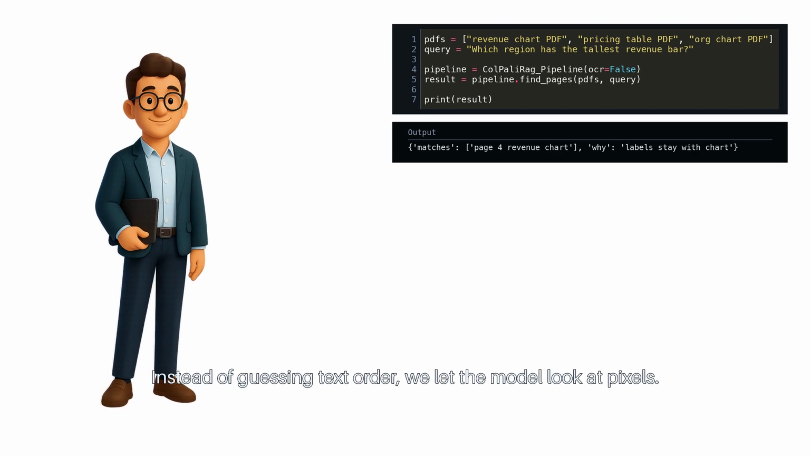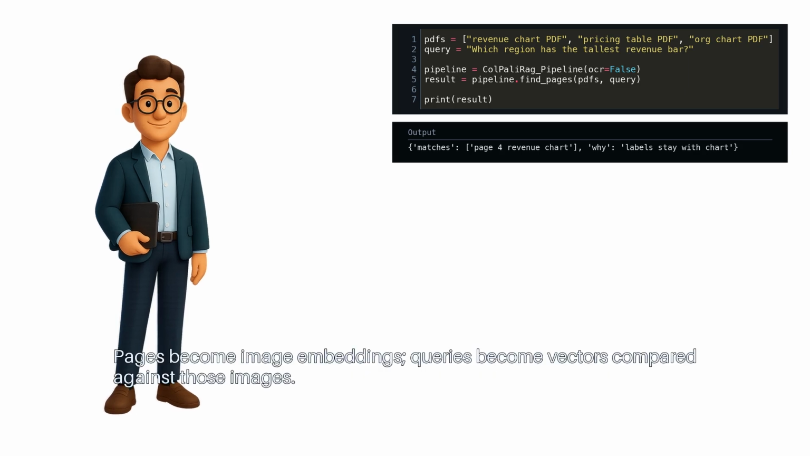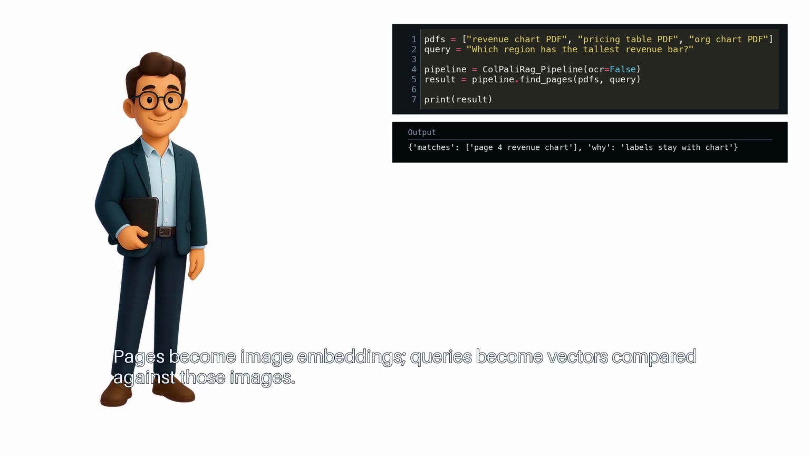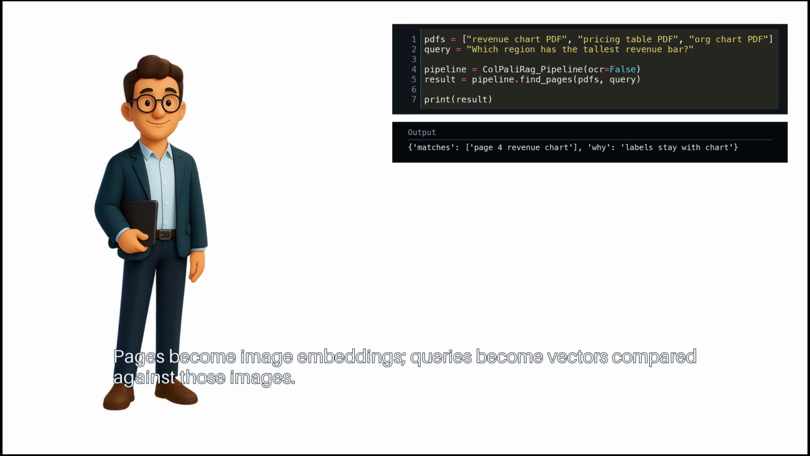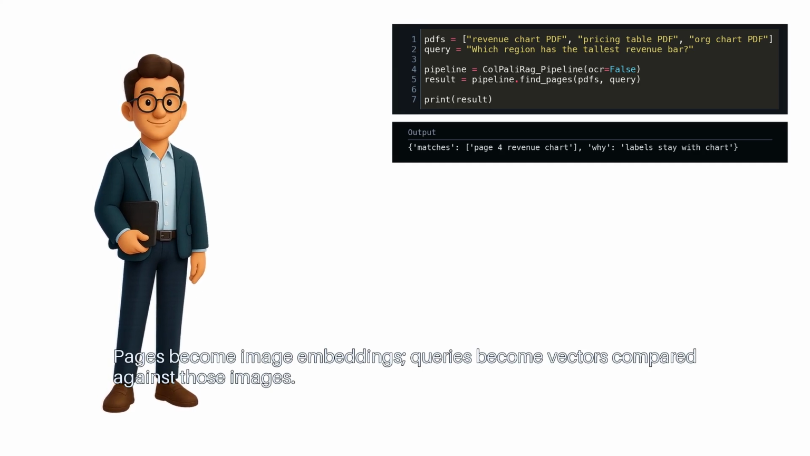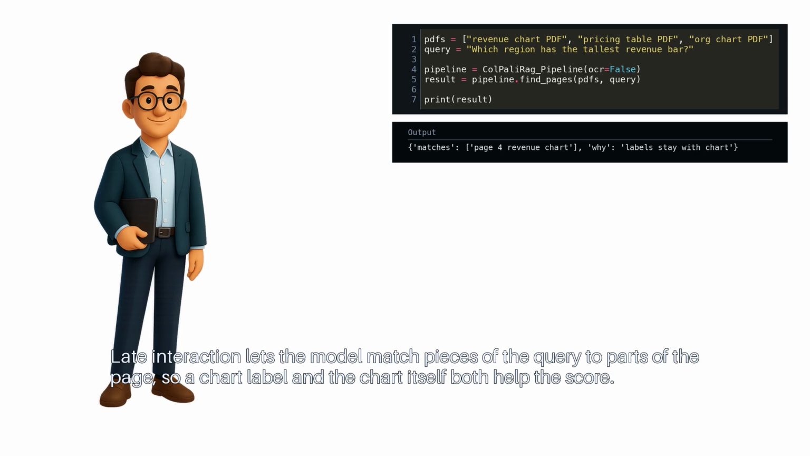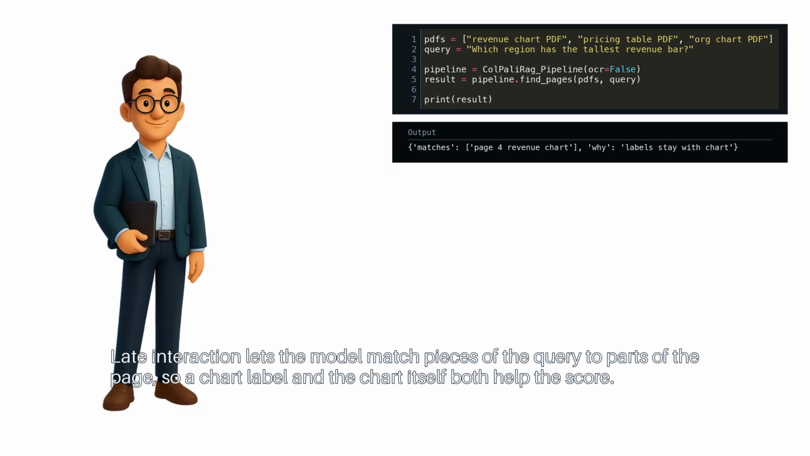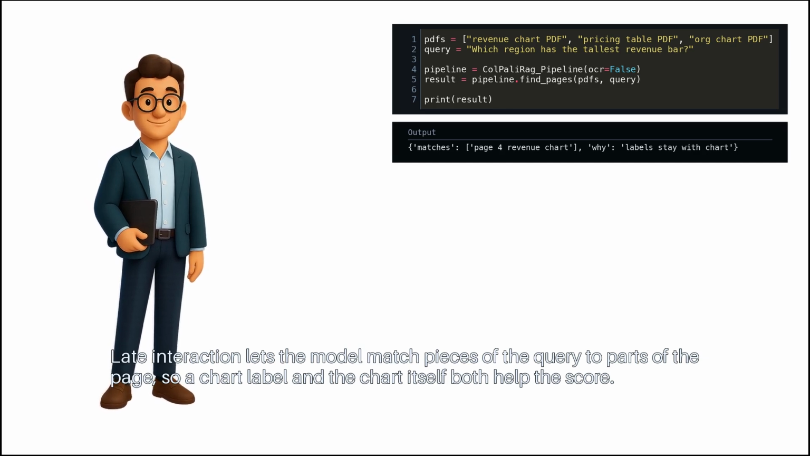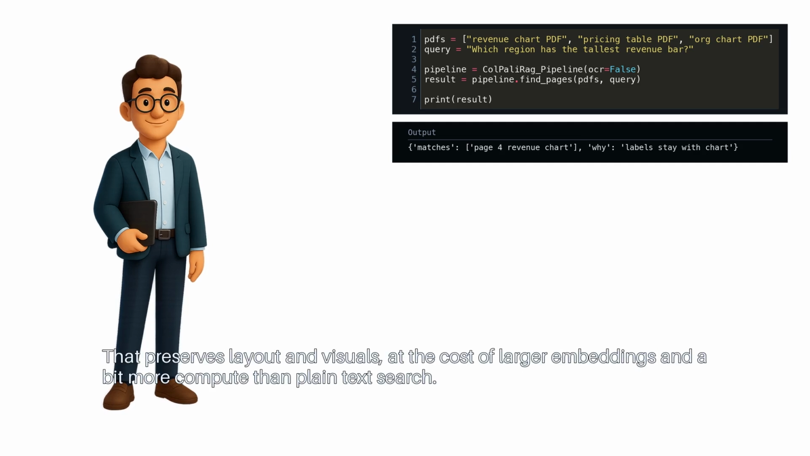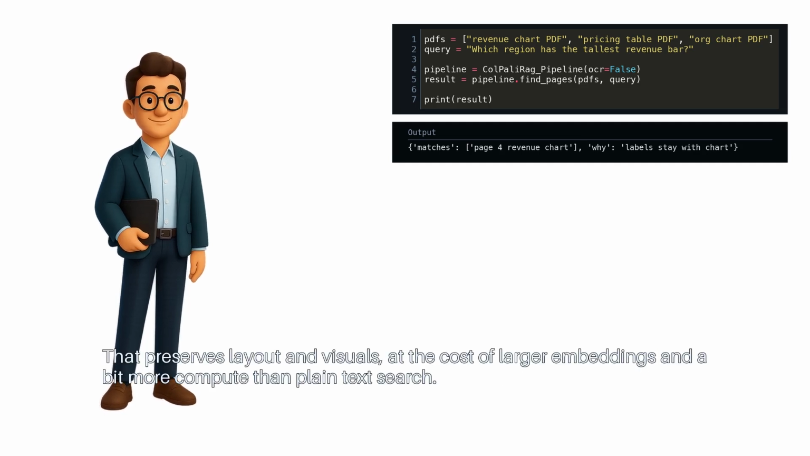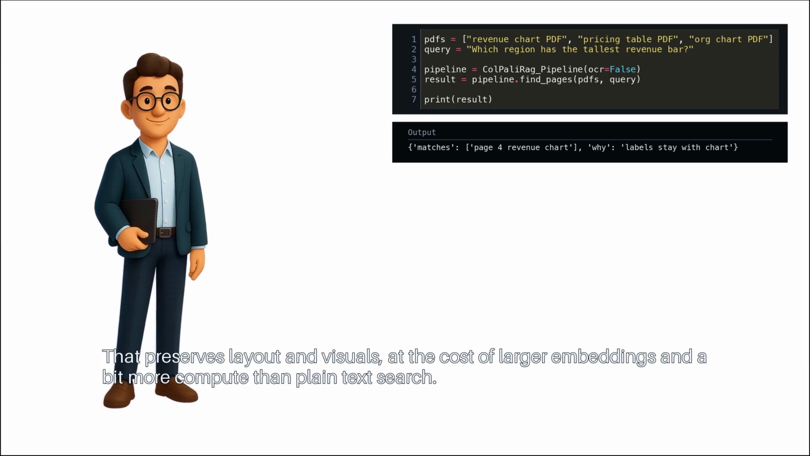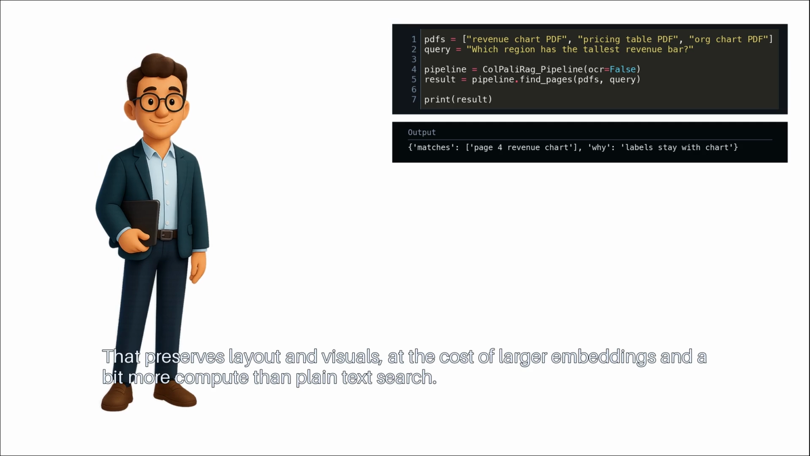The core idea is straightforward. Instead of guessing text order, we let the model look at pixels. Pages become image embeddings. Queries become vectors compared against those images. Late interaction lets the model match pieces of the query to parts of the page, so a chart label and the chart itself both help the score. That preserves layout and visuals at the cost of larger embeddings and a bit more compute than plain text search.